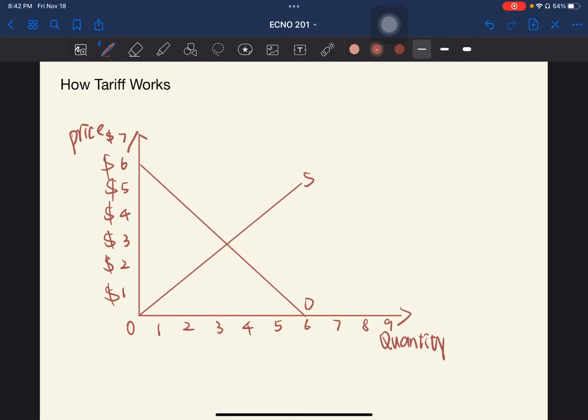Aloha, today I will introduce how tariff works in the local market after the foreign supplier enters the local market. First of all, I will introduce the demand curve and supply curve of a local supplier.